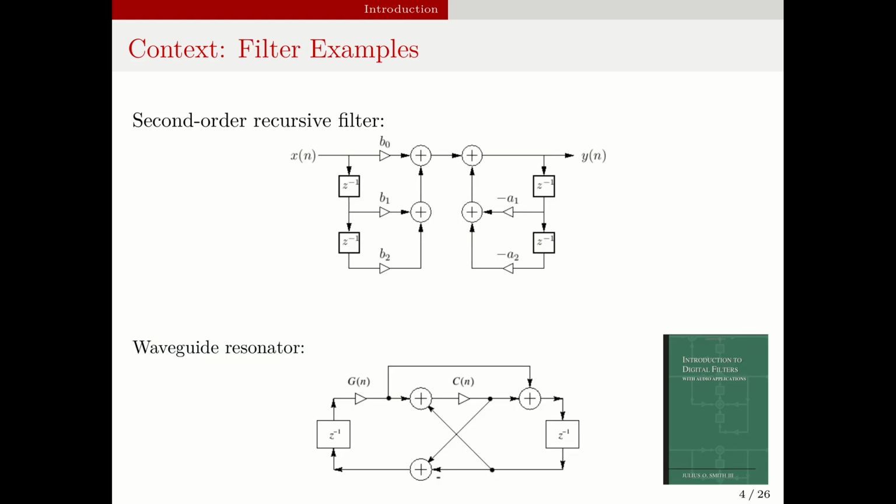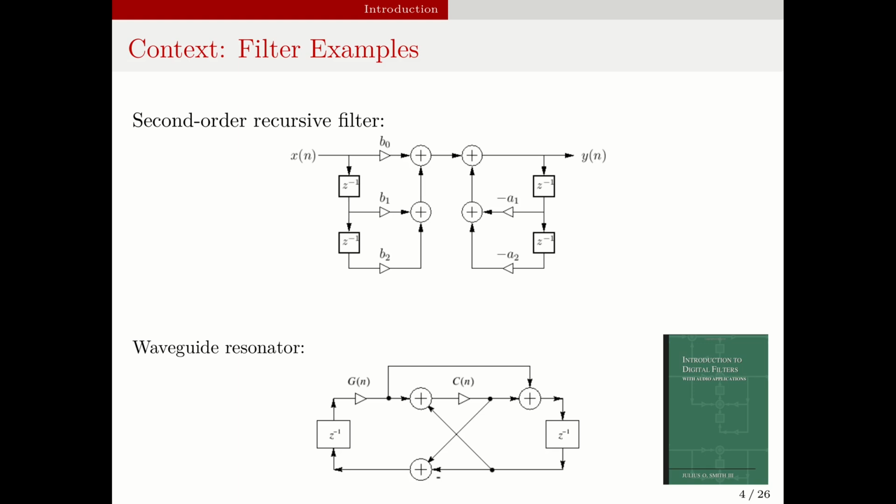Filters are often defined in a diagrammatic form. Scaling is represented by triangles, in this case scaling by the coefficient B0, addition by round nodes, which take two inputs and one output, and delays by squares, which act like a memory cell and delay the signal by one sample in our case.